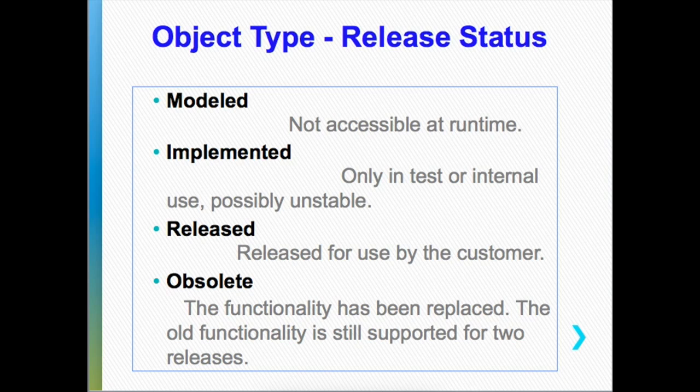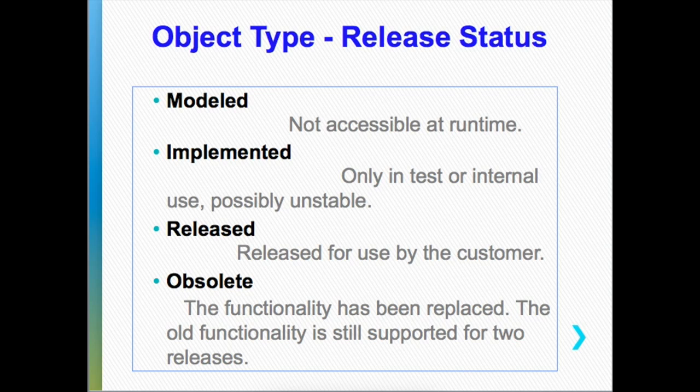Another important concept for the object type is release status. So here we have 4 types of release status: model, implemented, released, and obsolete. Model means whenever you set any of the object type status as model, you cannot access them at runtime. And implemented, only for test or internal use purposes we set any of the object type status as implemented.